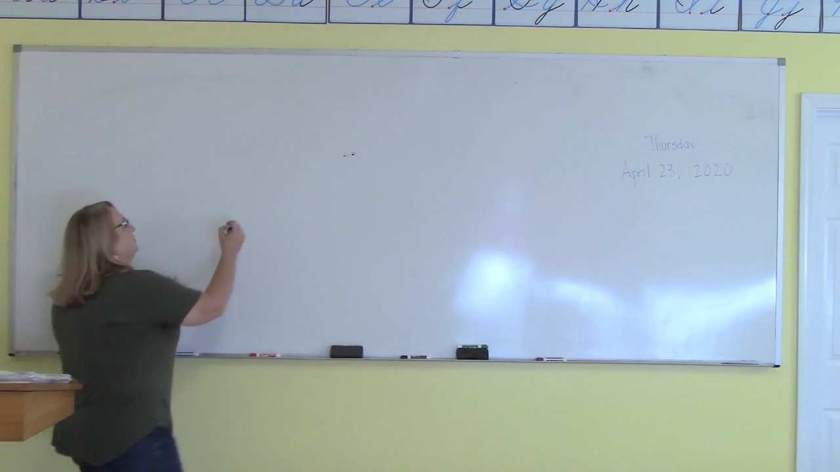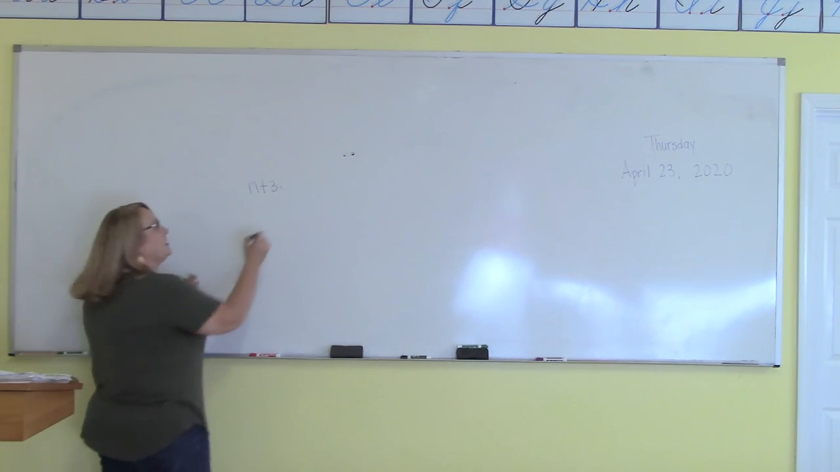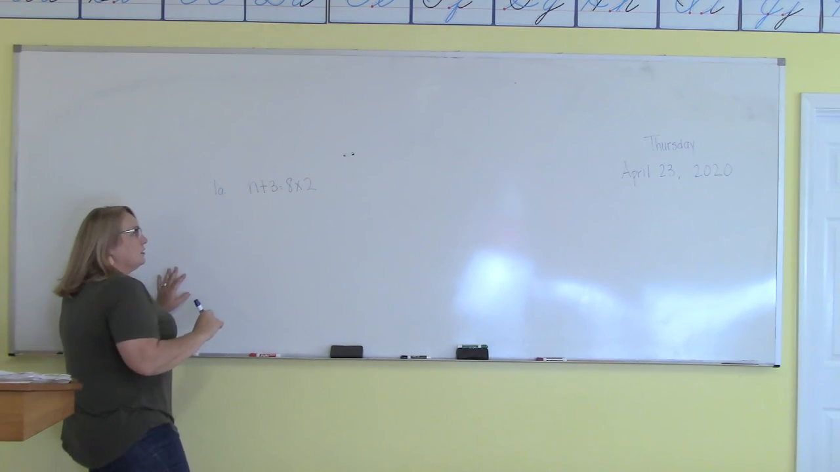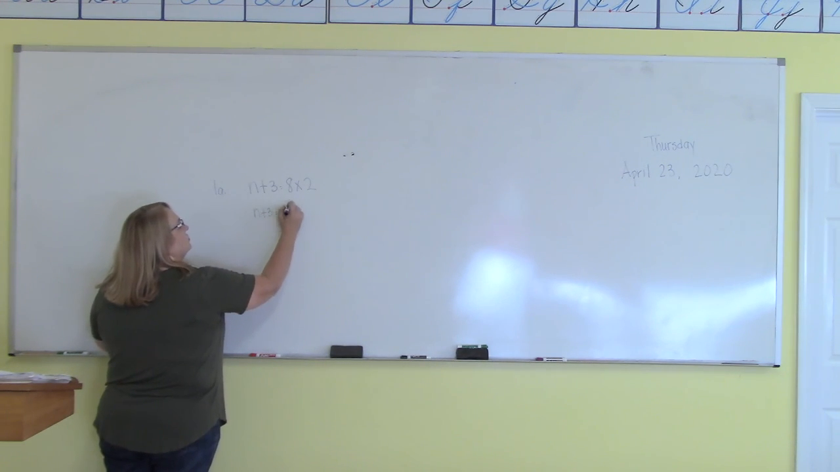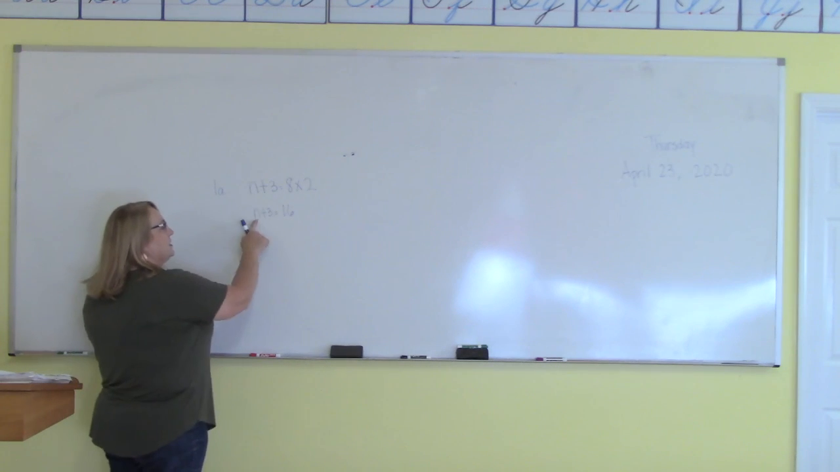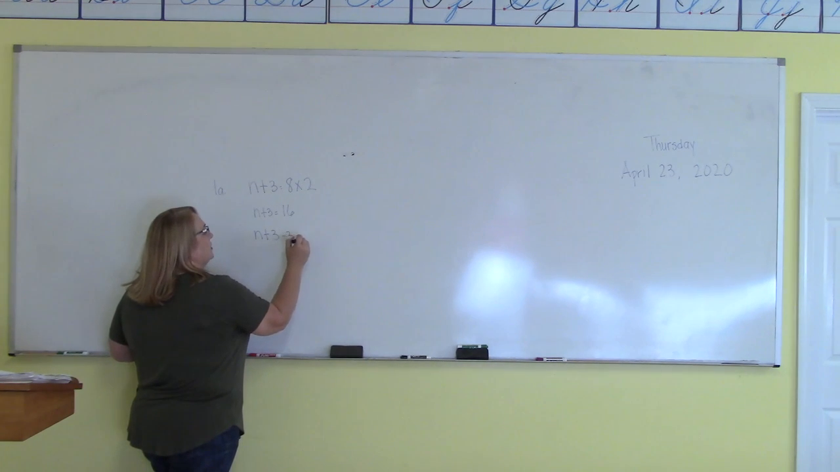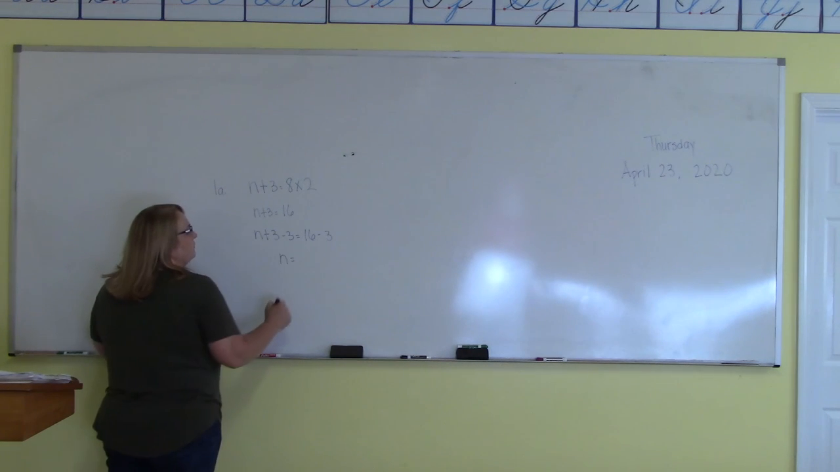So 1a, n plus 3 equals 8 times 2. All right, remember that we solve what we know first. 8 times 2 is 16. Now to get n by itself, we have to do the opposite. So n plus 3 minus 3. And what we do to one side, we have to do to the other. 3 minus 3 gets n by itself. 16 minus 3 is 13.